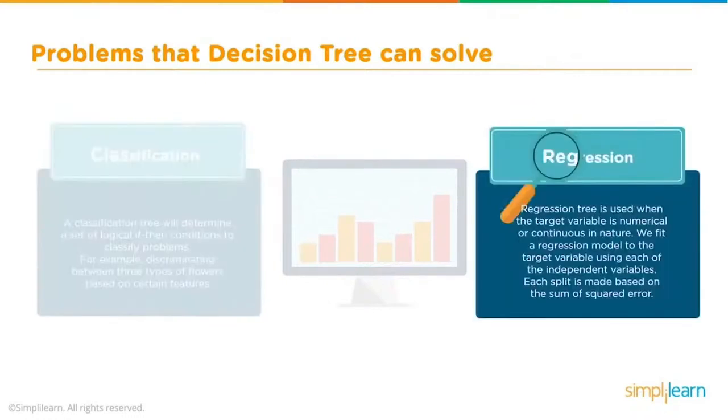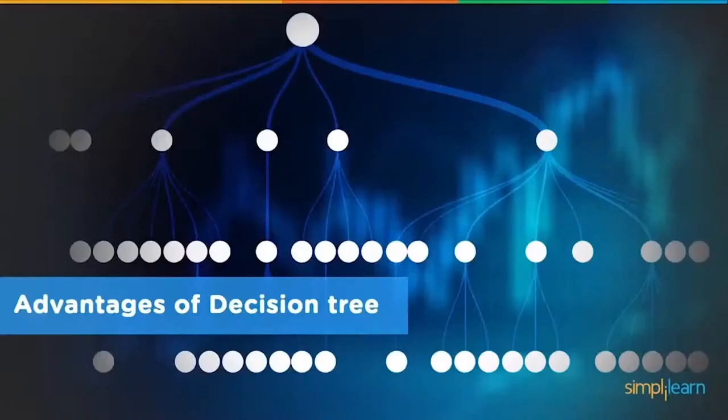In regression, a regression tree is used when the target variable is numerical or continuous in nature. We fit the regression model to the target variable using each of the independent variables. Each split is made based on the sum of squared error. Before we dig deeper into the mechanics of the decision tree, let's take a look at the advantages of using a decision tree, and we'll also take a glimpse at the disadvantages.